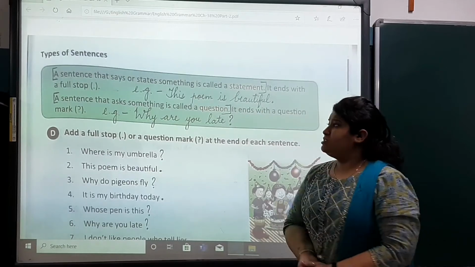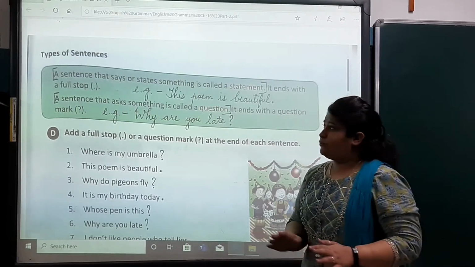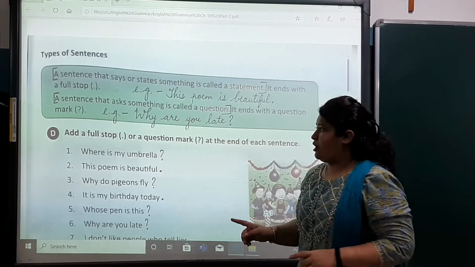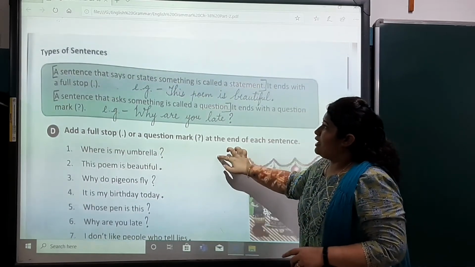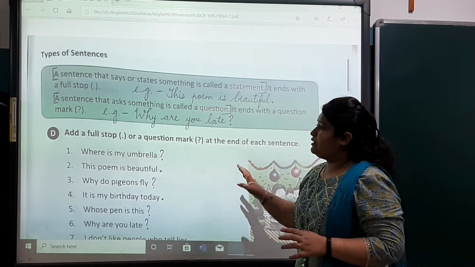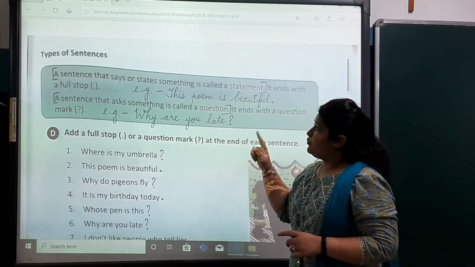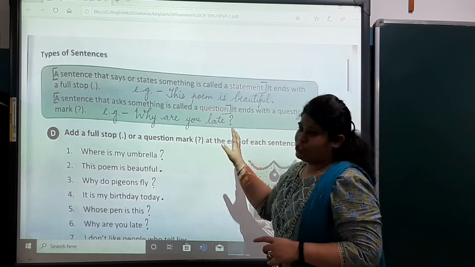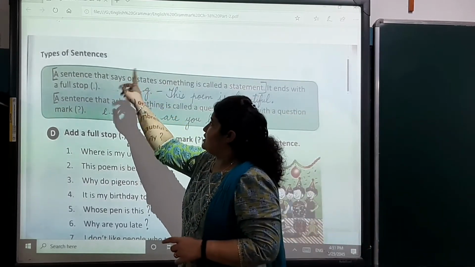Very good morning, students. So today we are moving further with chapter number 18 in English grammar. We have already done exercises A, B, and C. Now we are moving ahead with exercise D. But before that, we'll start with this topic, that is types of sentences.